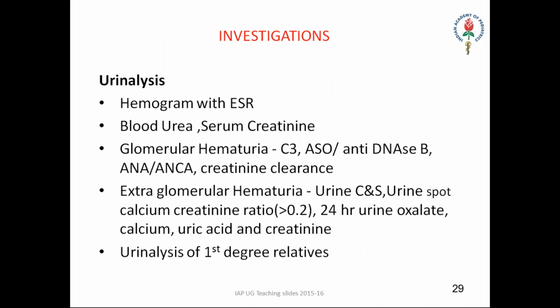So your investigations, you'll take a urine analysis, hemogram with ESR, blood urea, and serum creatinine. Do the RFT test. Glomerular hematuria, see the complement levels. Low complement levels are seen in streptococcal infections. ASO, anti-DNase B are positive. ANA or ANCA, creatinine clearance, look at the creatinine clearance.